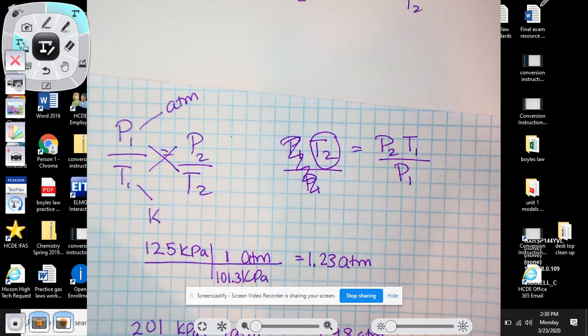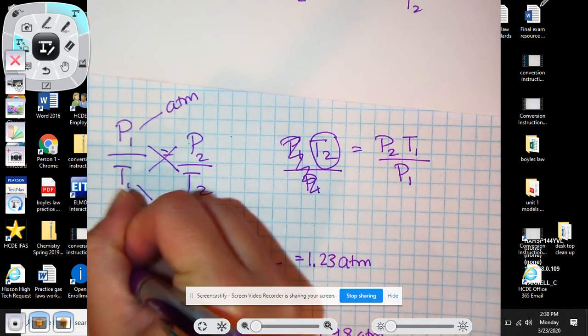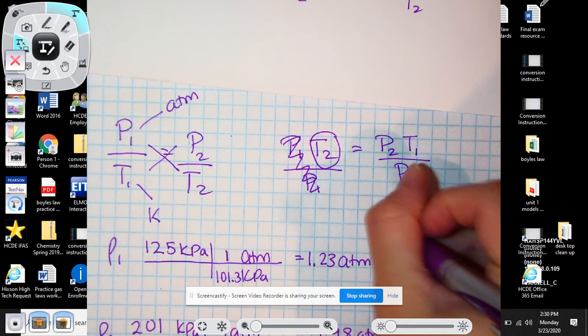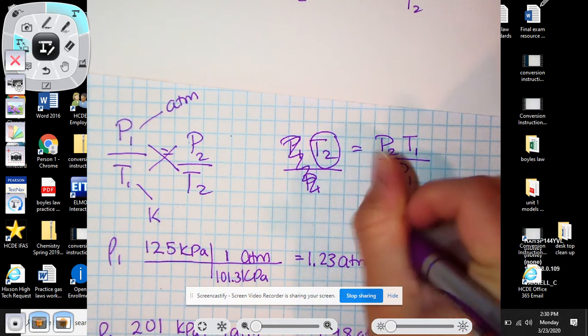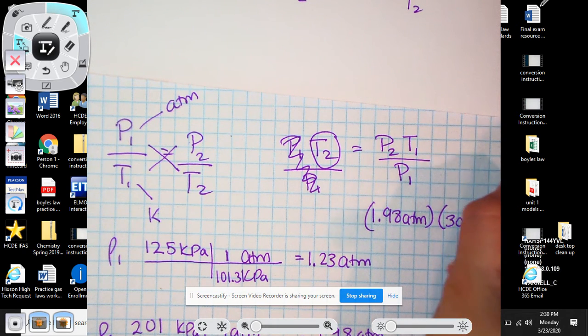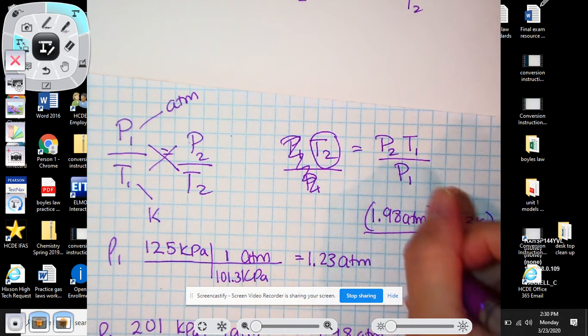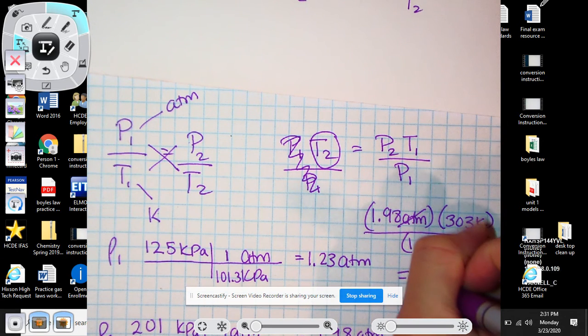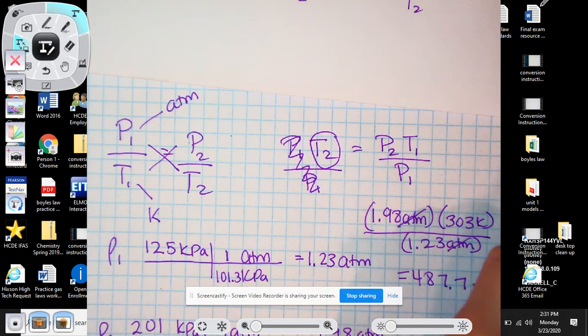P2 in this situation, sorry, this is P2, this is P1, and this is T1. P2 is 1.98 atmospheres. T1 is 303 K. And P1 is 1.23 atmospheres. Notice that your atmospheres are canceling. So you've got 1.98 times 303 divided by 1.23, and it should give you 487.76, and that is Kelvin.